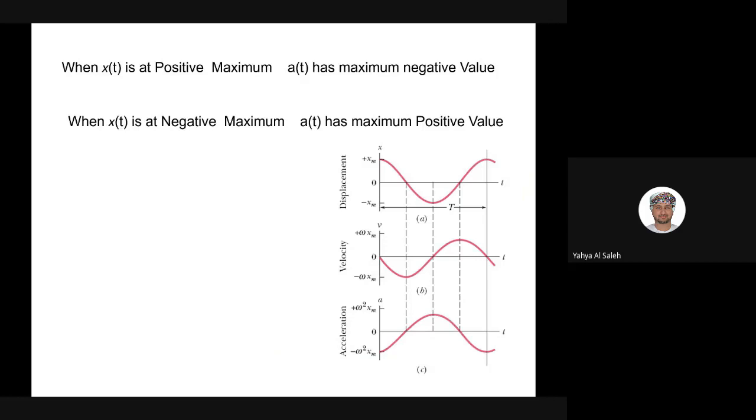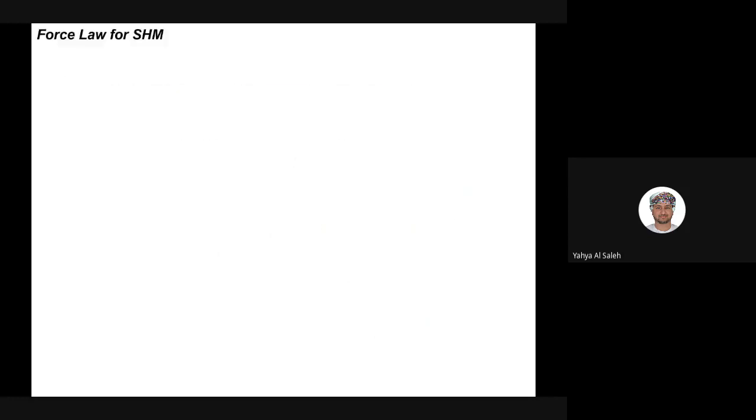When x of t is positive maximum, acceleration is also maximum, but in the negative direction. When x of t is at the negative maximum, a of t is also maximum, but in the opposite direction, so positive. Any questions so far?